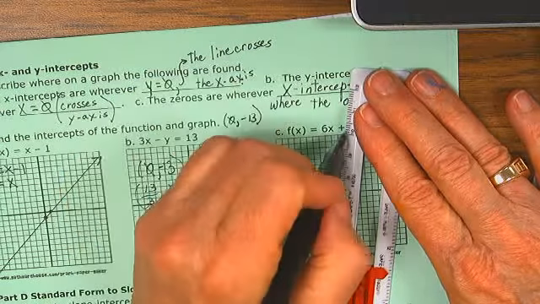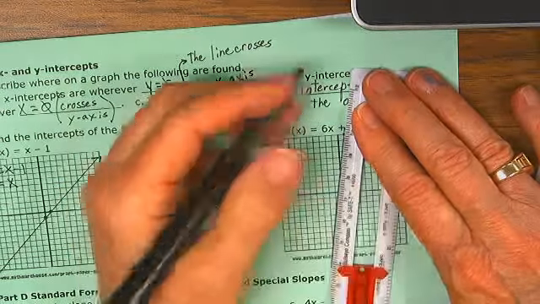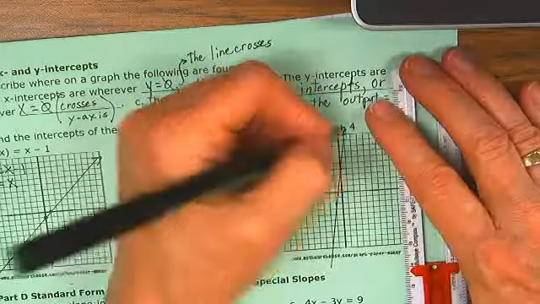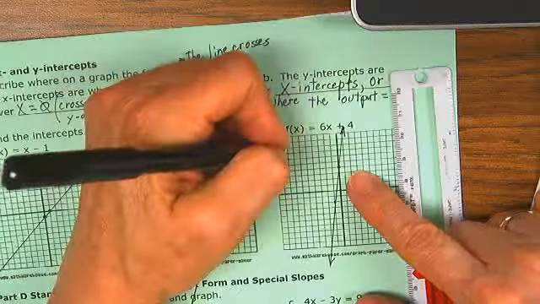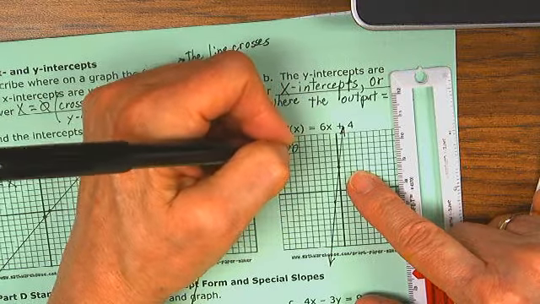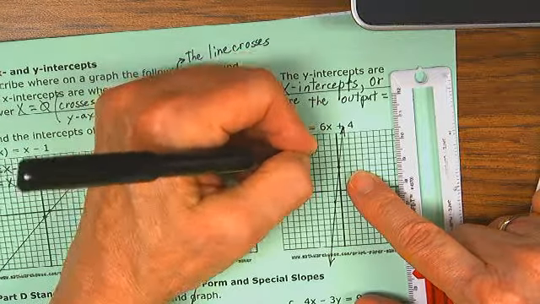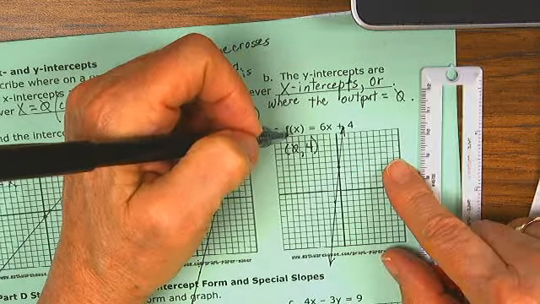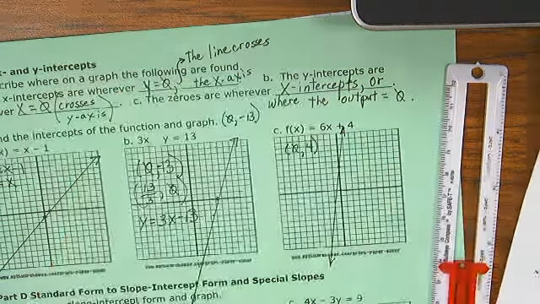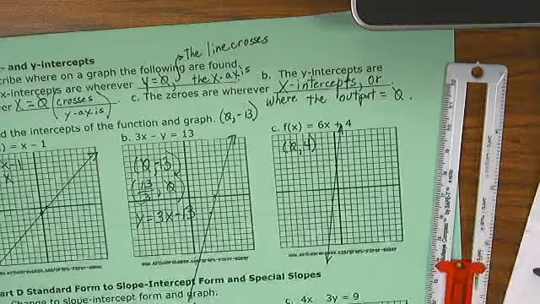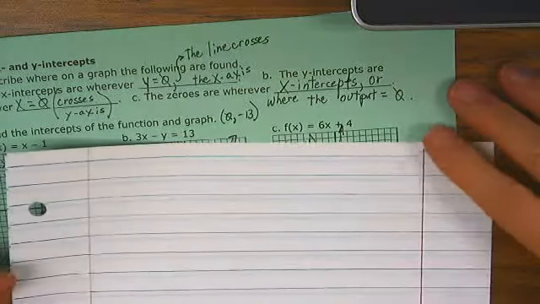Now what is my 0 of this function going to be precisely? My y-intercept is 0, 4. What is my 0 of this function? How do I calculate that? This is how I do that.